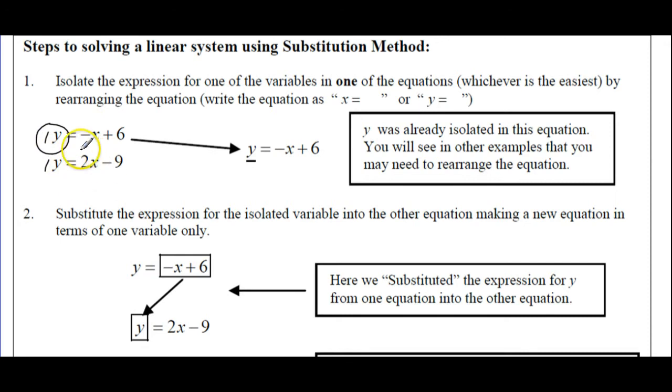We're not looking at this. This wouldn't be a good thing to do. Substitute the expression for the isolated variable, so we know that y is equal to negative x plus 6. We can substitute that into the other equation. Let me just clean these up.